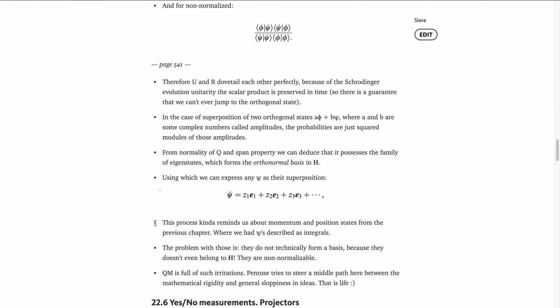And quantum mechanics is full of such irritations, and if you try to be overly technical, you end up in what he calls rigor mortis. So basically you are in a trap and you can't get anything done if you get too technical. Therefore you need to steer a middle path between mathematical rigidity and general sloppiness in the ideas, and that's the life with which we need to deal. Yeah, so basically that's it for this subchapter.